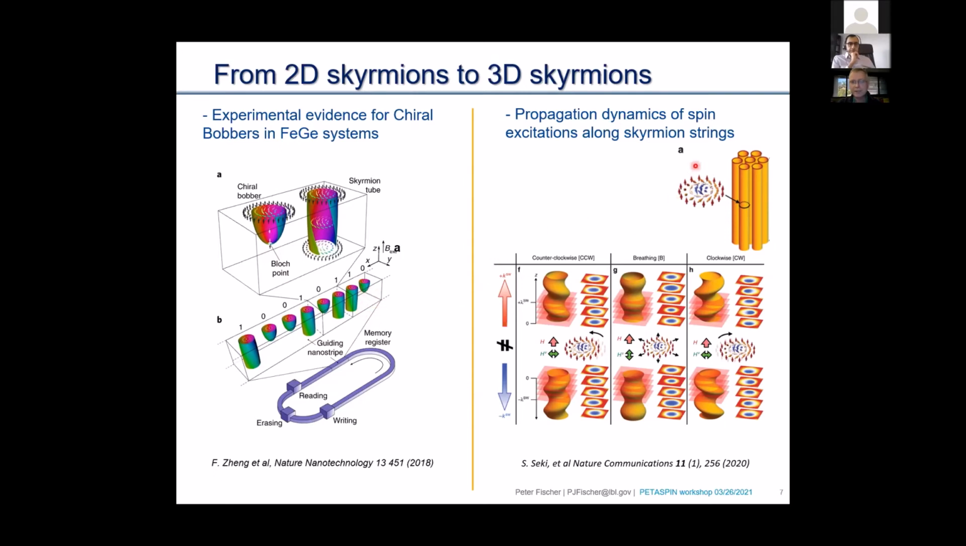At the same time, skyrmion strings are, I think, another three-dimensional spin texture that's just emerging as we speak, and it gets a lot of interesting attention from the community. This is a paper from Seki, where he looked into the propagation dynamics of spin excitations along the skyrmion strings. I think it's mostly simulations, where you see very interesting modes happening in these three-dimensional skyrmion textures.